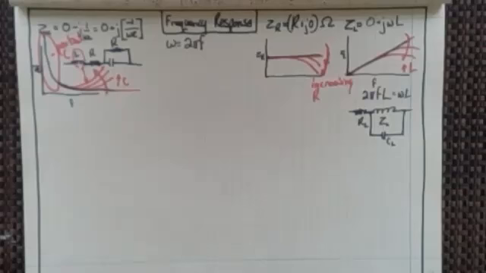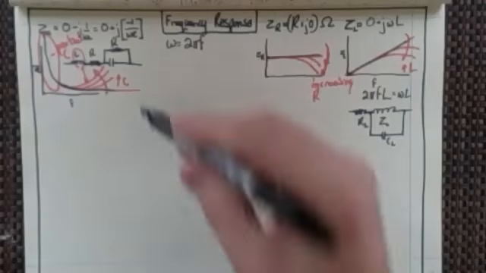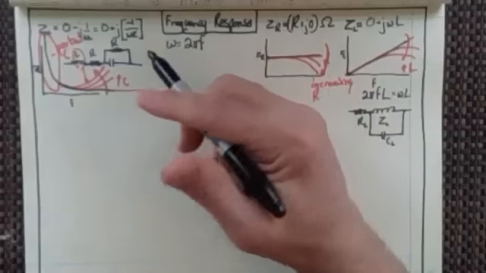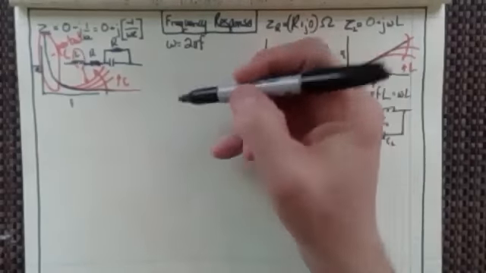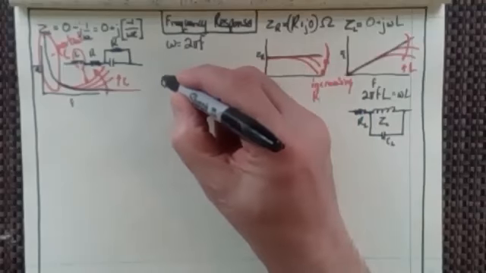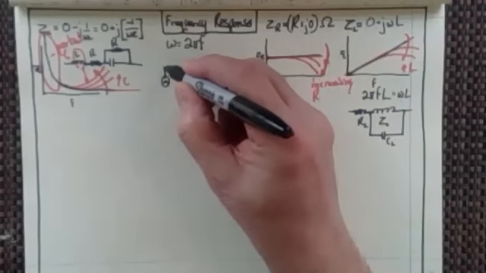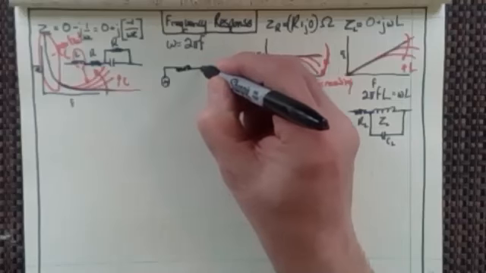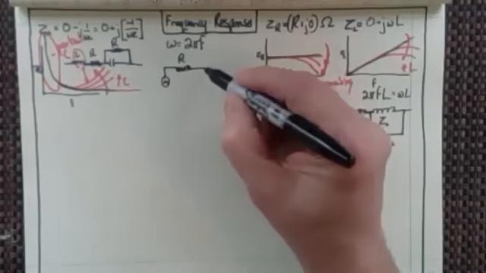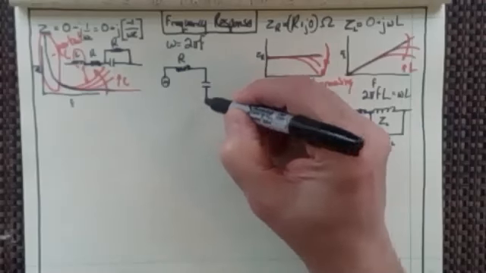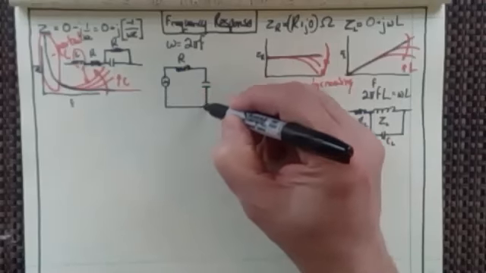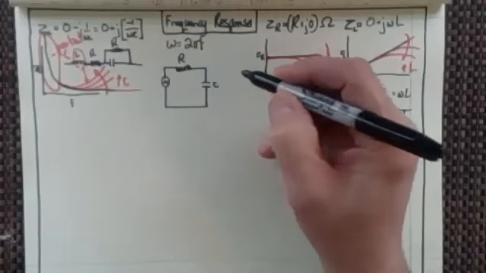And here's what I want to start looking at: a frequency response of a very, very simple circuit. This is just going to be an RC circuit, right? By RC, I mean RC. That's it. Just two components, an R and a C.